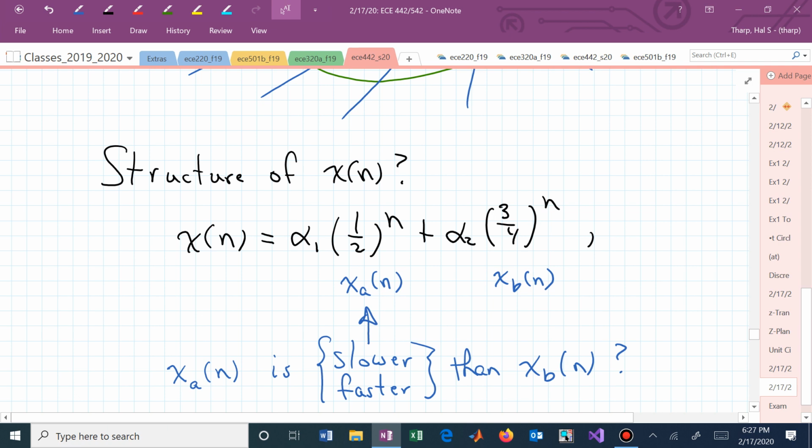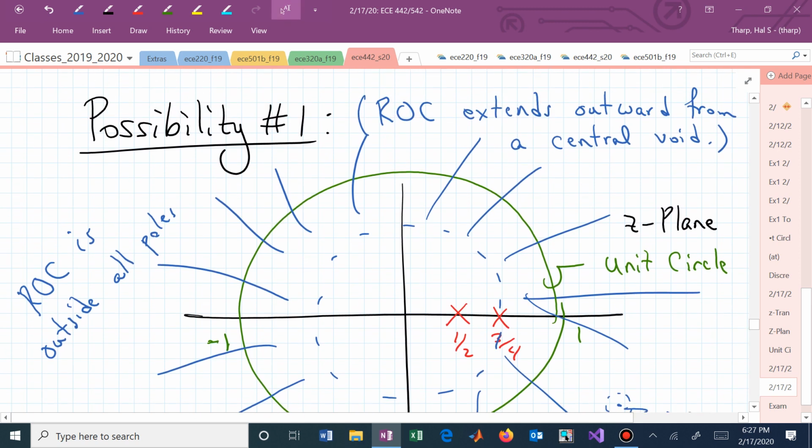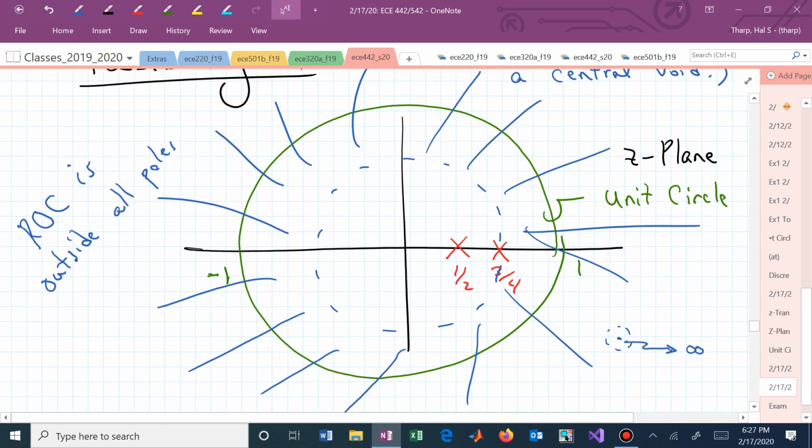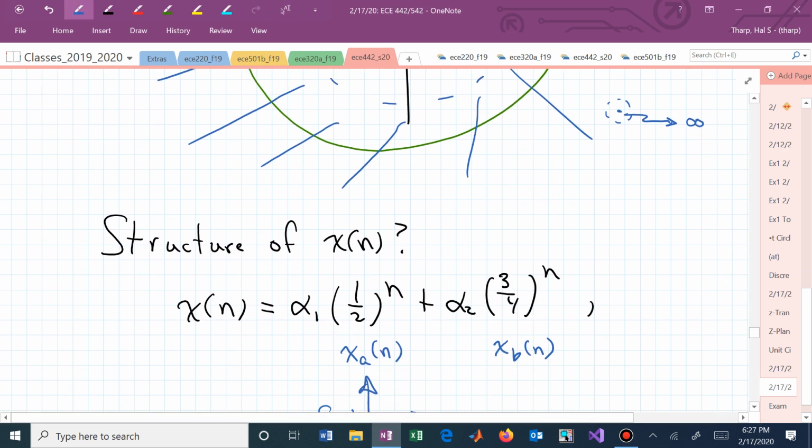But what do we know about what values of n this is valid for based on this structure or this possible region of convergence picture? Because this guy is going off to infinity, we know that all of those negative index coefficients have to be 0, don't we? We now know we have a causal sequence. We can now say that this is true for n greater than or equal to 0.